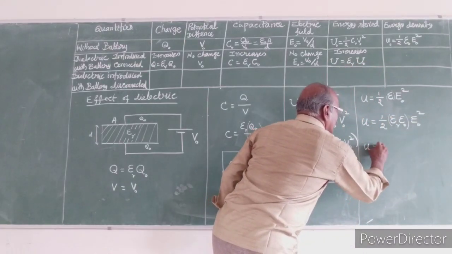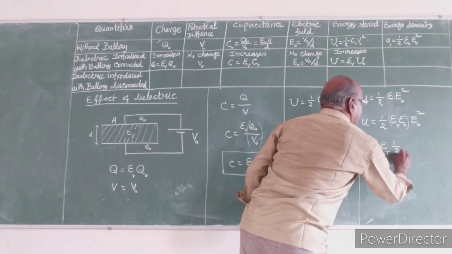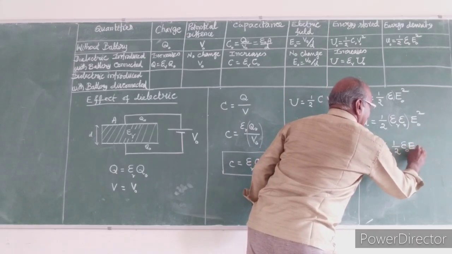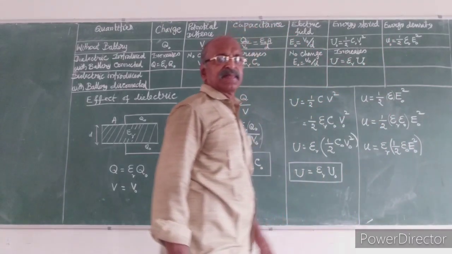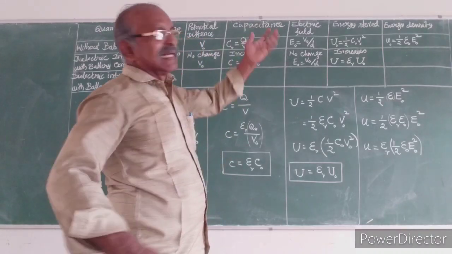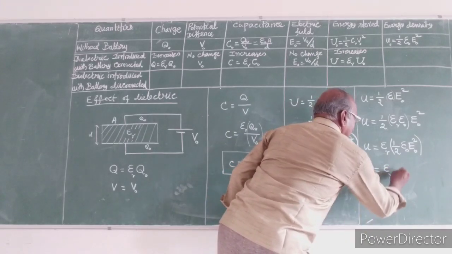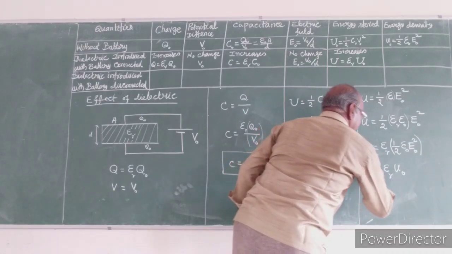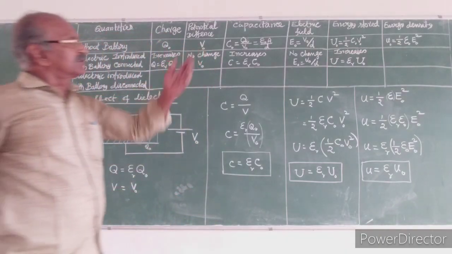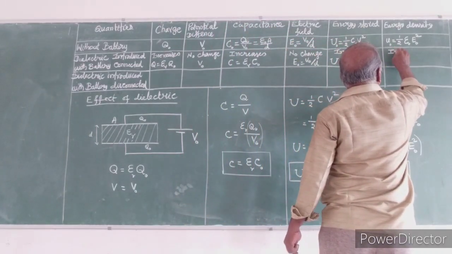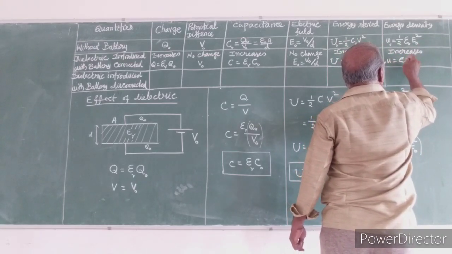Therefore, the new energy density equals, as before, take epsilon r outside, and the remaining is half into epsilon naught E naught square. The quantity within the bracket is the energy density without dielectric. So, therefore, the new energy density equals epsilon r times the energy density without dielectric. So the new energy density also increases. u equals epsilon r into u naught.